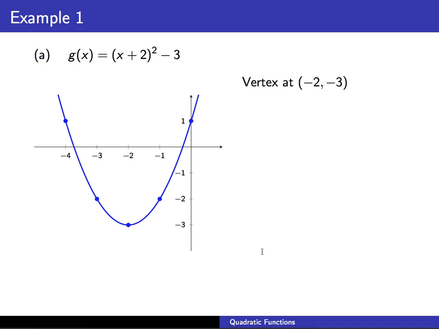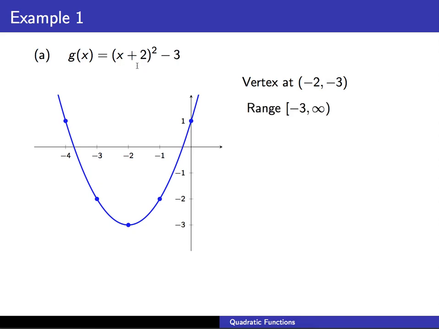Once again, here's the same graph. The vertex is at (-2, -3). Notice that the x-coordinate of the vertex, -2, is the opposite of what we have inside parentheses. The y-coordinate of the vertex is what's outside here, so what we are subtracting from the function. So to get the x-coordinate of your vertex, just take the opposite of what you have in parentheses next to the x.